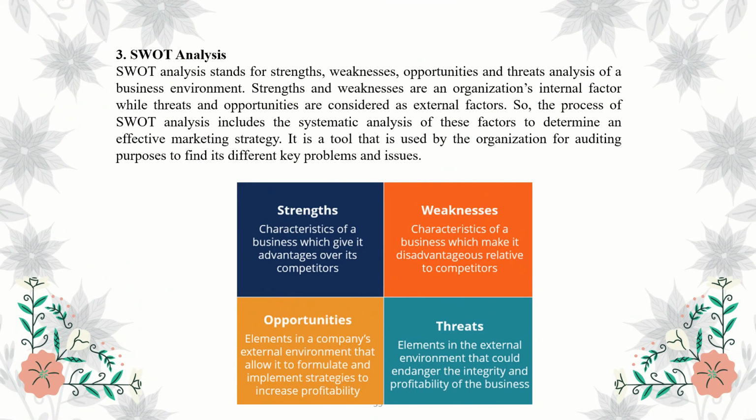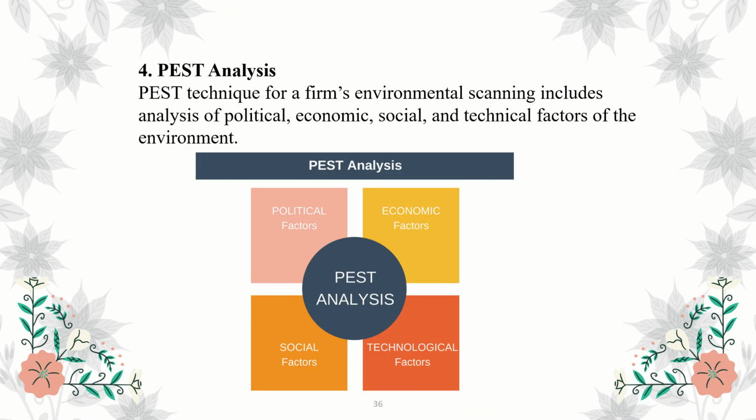SWOT analysis: strengths, weaknesses, opportunities, and threats. Strengths: characteristics of a business which give it advantages over its competitors. Weaknesses: characteristics of a business which make it disadvantageous relative to competitors. Opportunities: elements in the company's external environment that allow it to formulate and implement strategies to increase profitability. Threats: elements in the external environment that could endanger the integrity and profitability of the business.